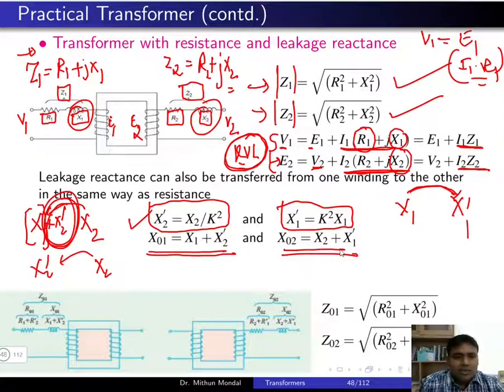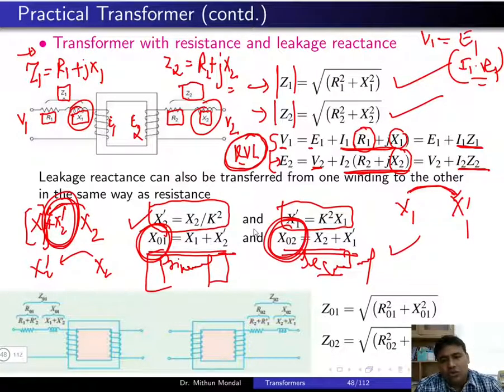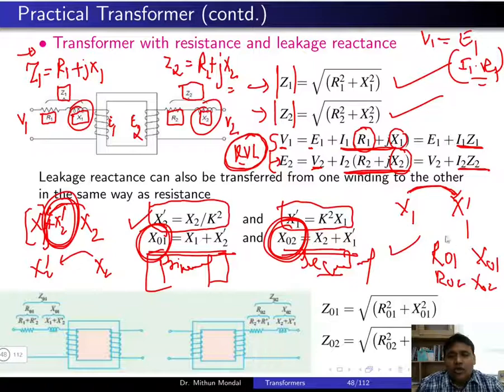So either you calculate on the primary side of the transformer or on the secondary side of the transformer. If you are working on the primary side, you find the value of X01. If you are working on the secondary side, you find the value of X02. So we have found, in the previous two discussions, R01 and X01, or R02 and X02. Now we are in a position to find the net impedance in the circuit.